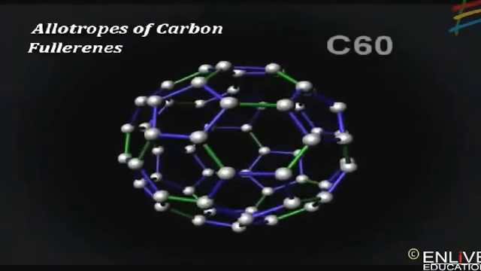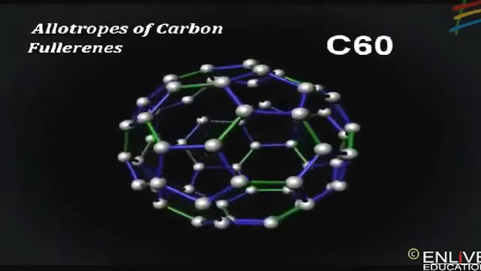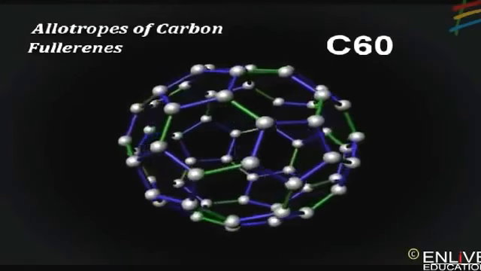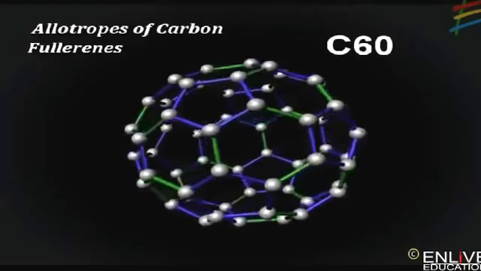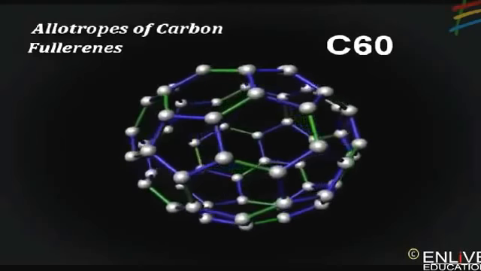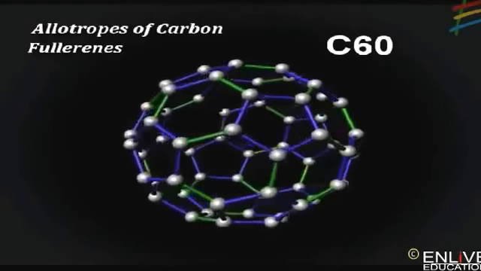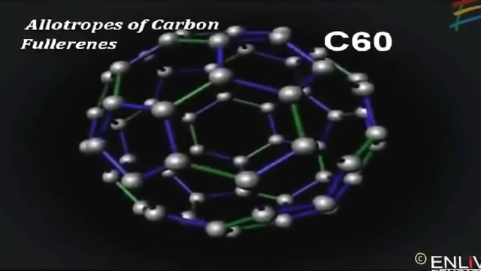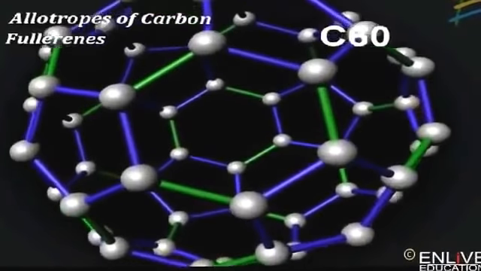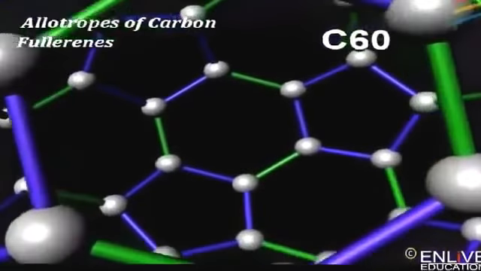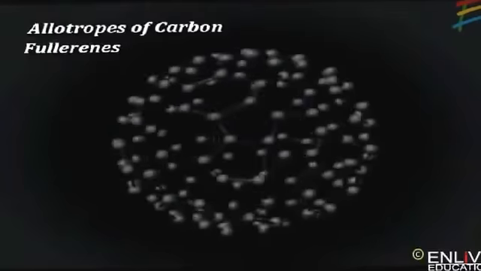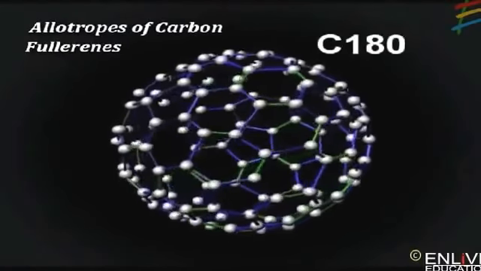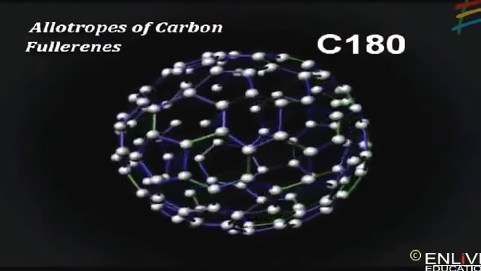The most common fullerene is the C60, also known as the buckyball. This molecule consists of 12 5-membered rings and 20 6-membered rings arranged in a sphere resembling a soccer ball. Others are C180 and C240. Both are spherical.